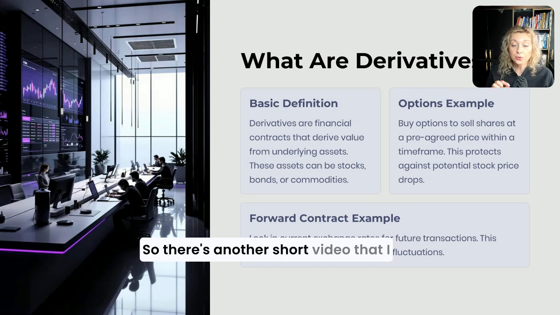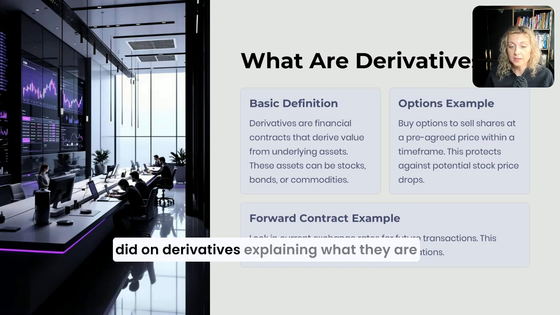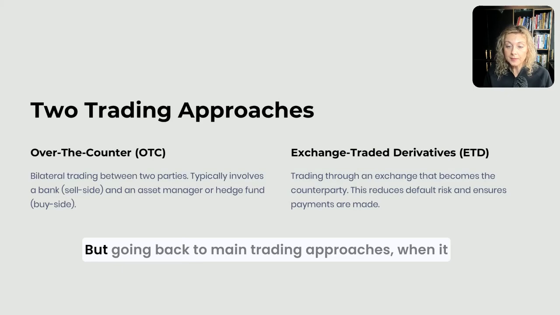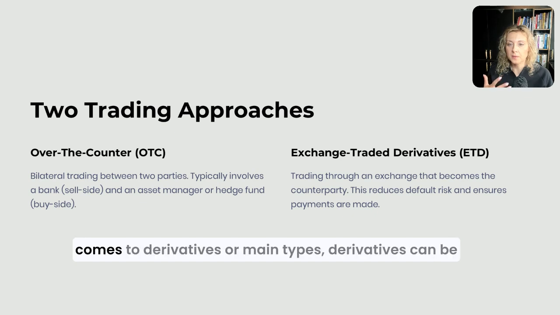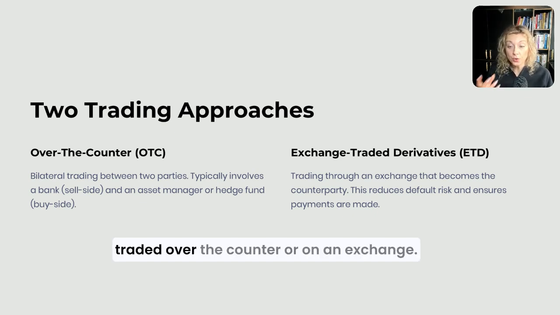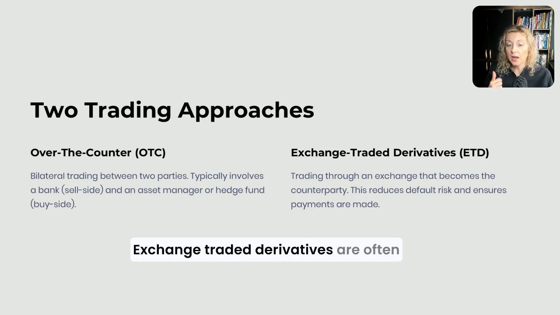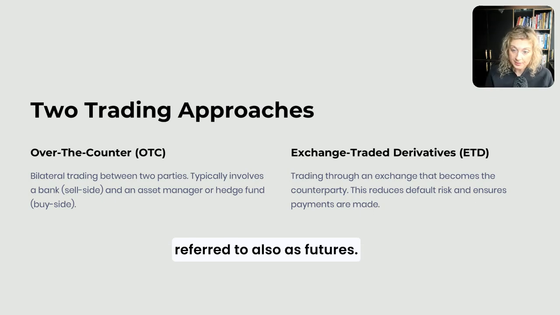So there's another short video that I did on derivatives explaining what they are and discussing different types. I'll link it down below for you so you could take a look. But going back to the main types, derivatives can be traded over the counter or on an exchange. So we've got the OTC bilateral type, and ETD, exchange traded derivatives, are often referred to also as futures.